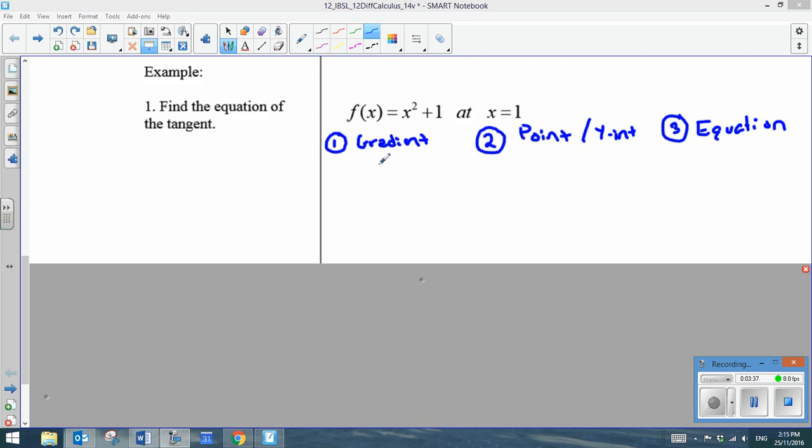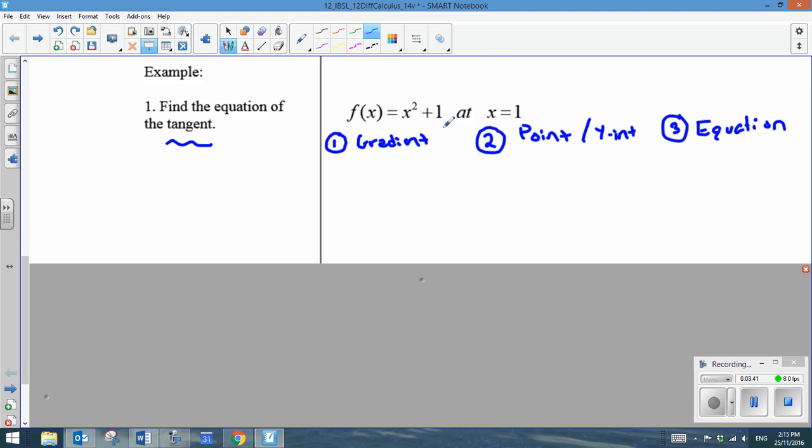So let's just take a look at this first example. We're asked to find the equation of a tangent line, and we've got 3 steps that we basically have to follow anytime we want to write the equation of a line. We need the gradient, we need a point or a y-intercept, and then you can actually write the equation. So what makes this a calculus question rather than a year 9 or 10 question is that to find our gradient, we're going to be using the derivative.